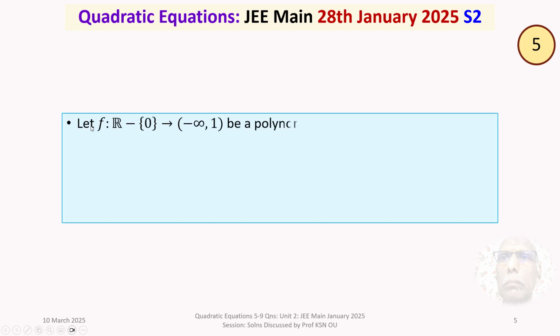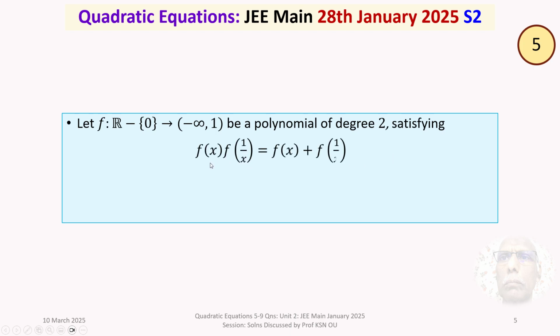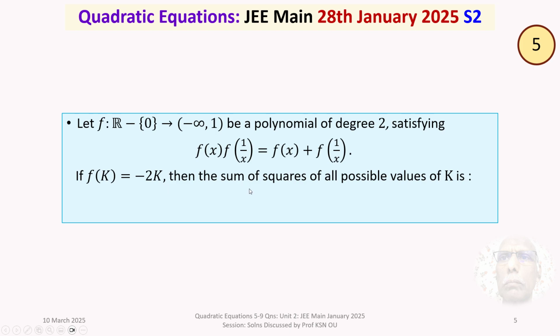The given question is: let f be a function from the non-zero real numbers to the open interval minus infinity to 1, be a polynomial of degree 2. It is a polynomial function satisfying this functional equation, f of x multiplied by f of 1 by x is equal to f of x plus f of 1 by x. If f of k is equal to minus 2k, then the sum of the squares of all possible values of k is, we are given 4 options. The options are here.